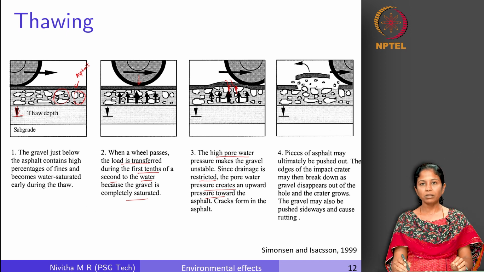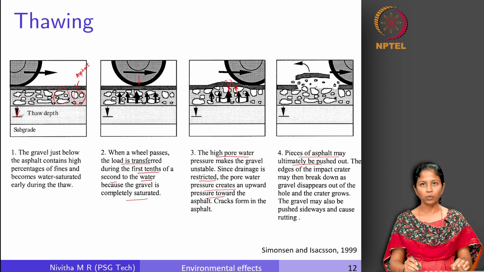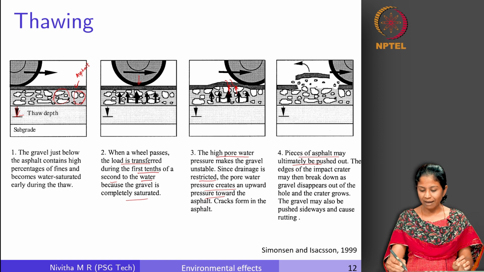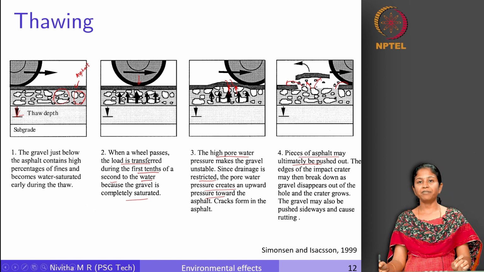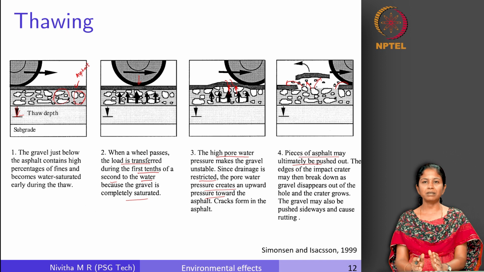Ultimately, depending upon the magnitude of this pressure, pieces of asphalt may also be pushed out, right. So the edges of the impact crater may break, and then the gravel will just disappear out of it, okay. It might also be pushed sideways, which causes rutting. So this is the freeze and thaw effect which is observed in a pavement, right. So we should keep this in mind.